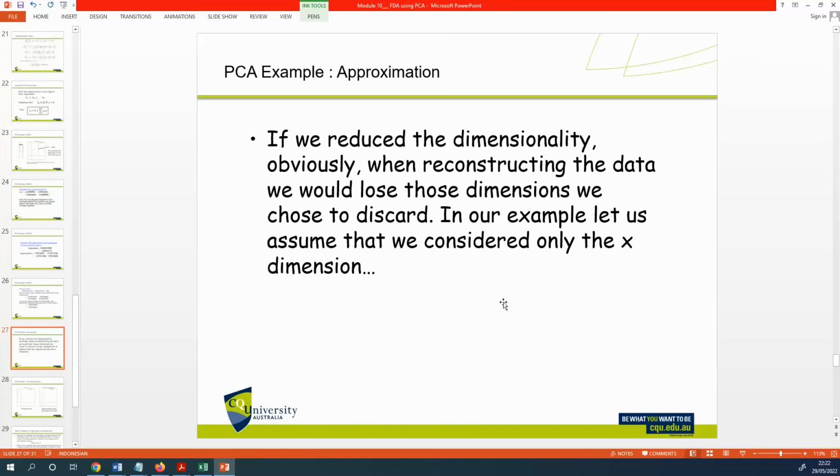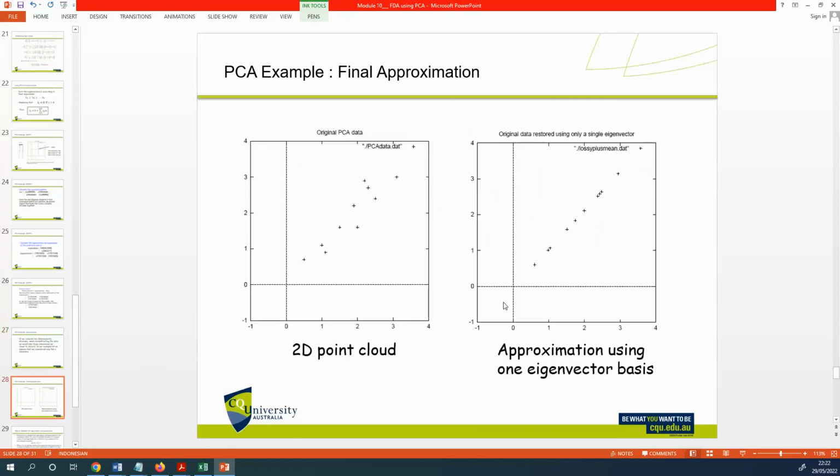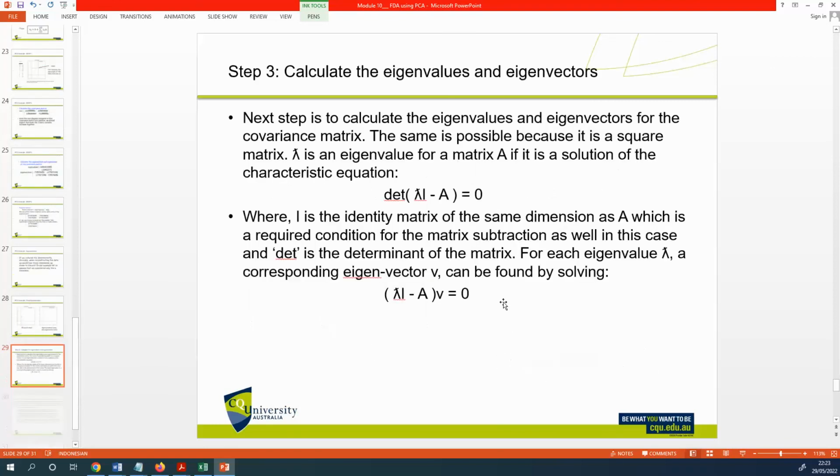We choose to discard. In our example, let us assume that we consider only the x dimension, meaning that if you only reduce the dimension, obviously without the PCA, we lose the dimensions that we discard. But in PCA, we do not lose them. So the data will be standalone.